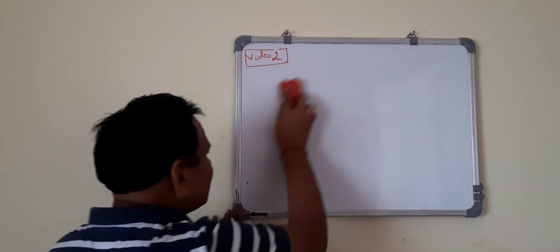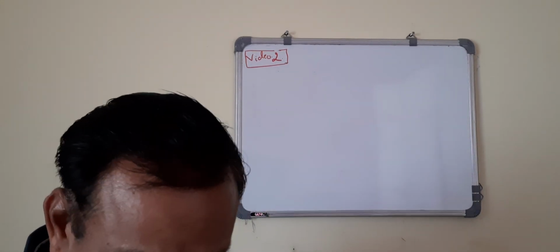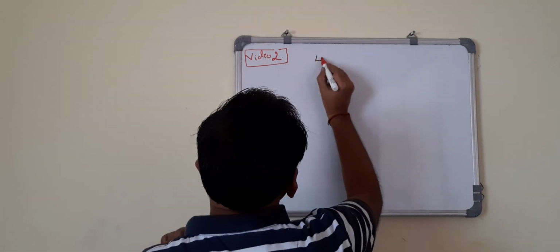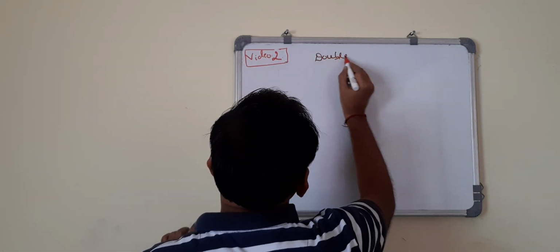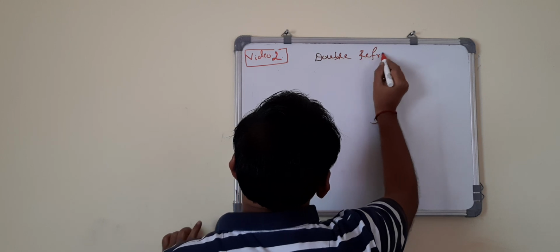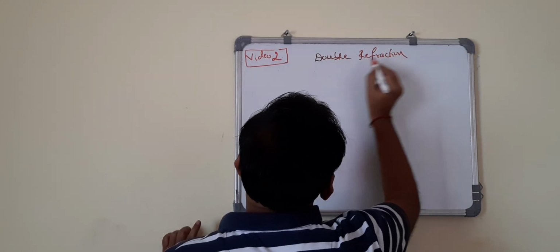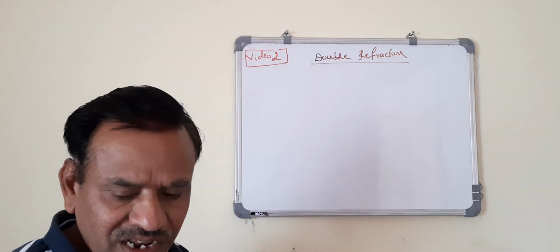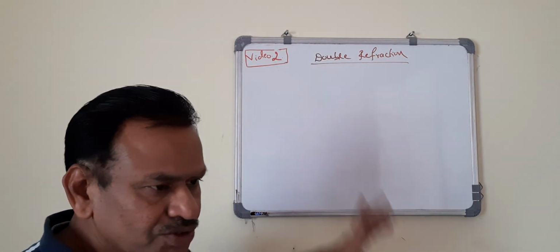Double refraction. Polarization can be obtained by double refraction. Here many interesting videos are there on YouTube. Even already I sent one link also a few days back. Just you can go through it.